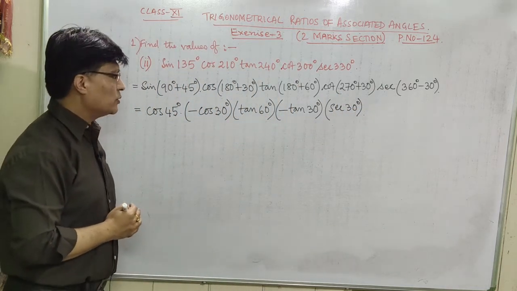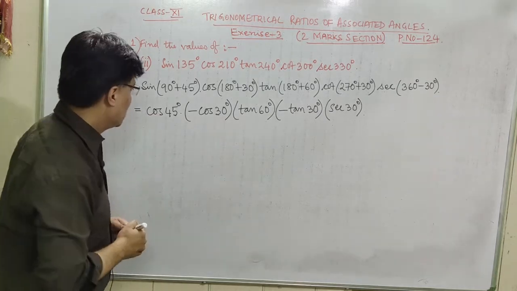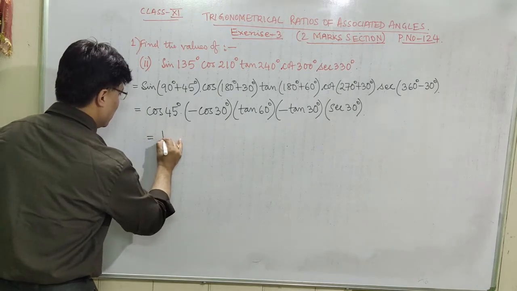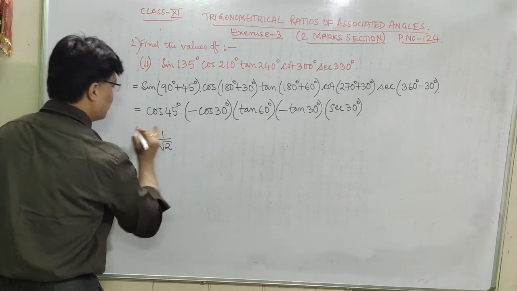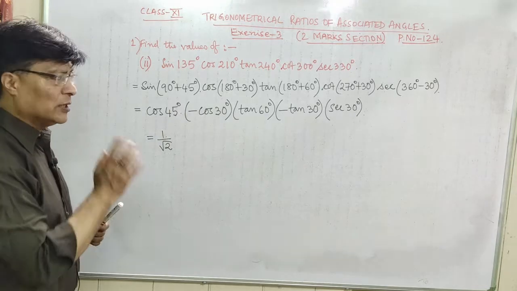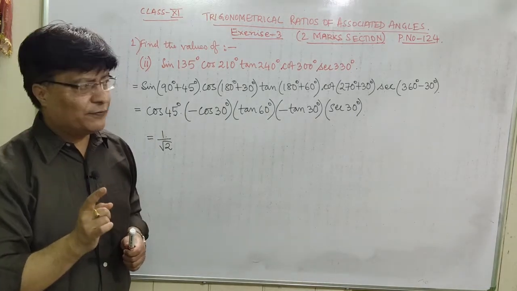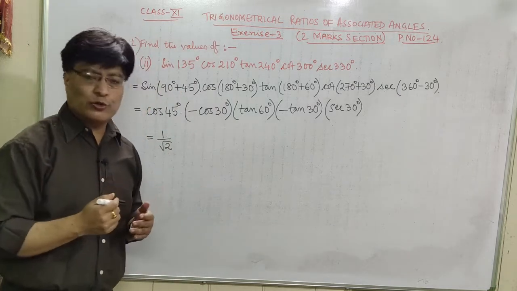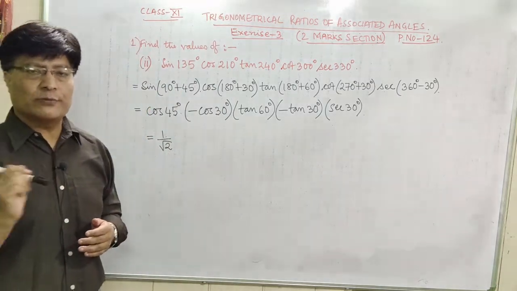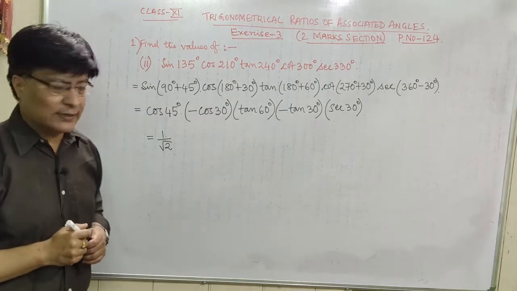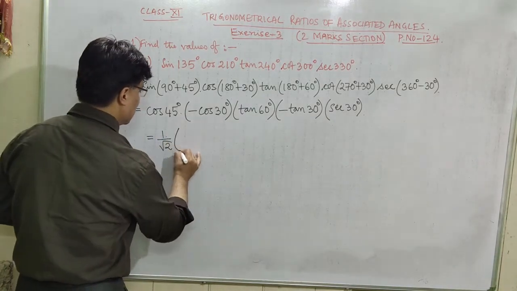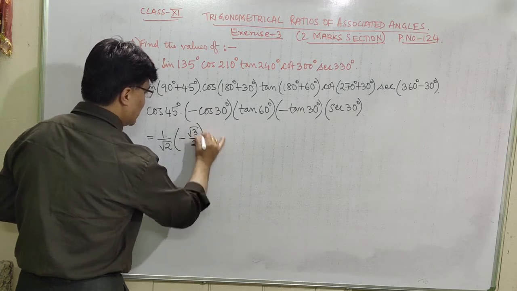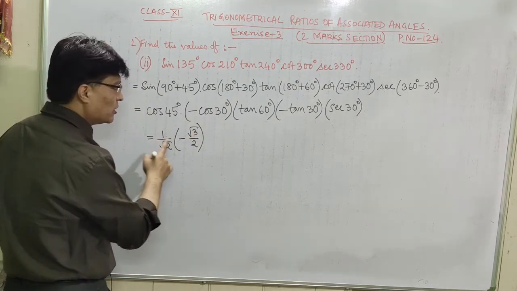So I think you have understood this formula. So let us write down the values. What is cos 45? You know that this is 1 by root 2. You have done it in class 10. This 0 degree, 30 degree, 45, 60 and 90 degree, all are standard angles. So you should know the values of trigonometrical ratios of these standard angles. Okay. So next, this is minus, what is cos 30 degree? It is root 3 by 2.